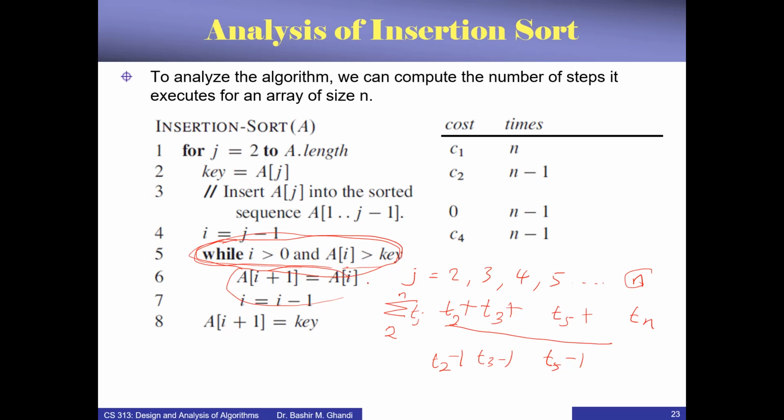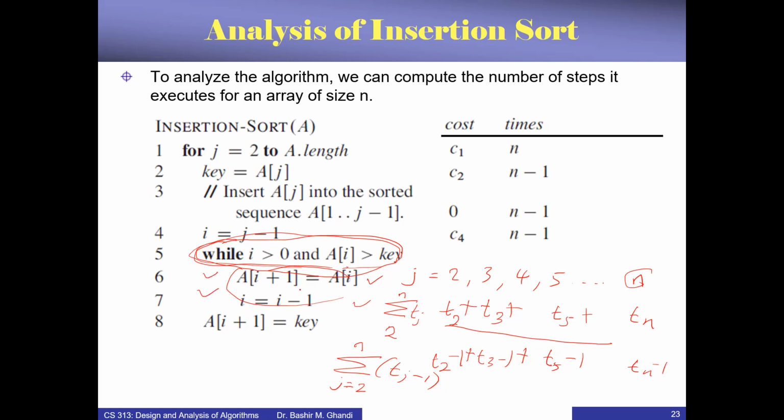Similarly, for each of these two statements inside the inner loop, statement number 6 and number 7, to find how many times they will execute, just add t2 minus 1, t3 minus 1, and so on until tn minus 1. In other words, it's going to be the summation of tj minus 1 for j from 2 until n. This is the cost of each of these two statements.